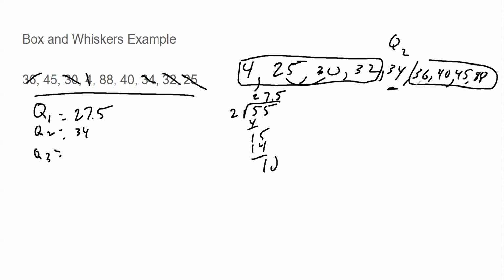All right, quartile 3, and it's between 40 and 45. So it's the same process as 25 and 30. I could add it up and divide by 2, but I kind of already know it. It's going to be 42.5.